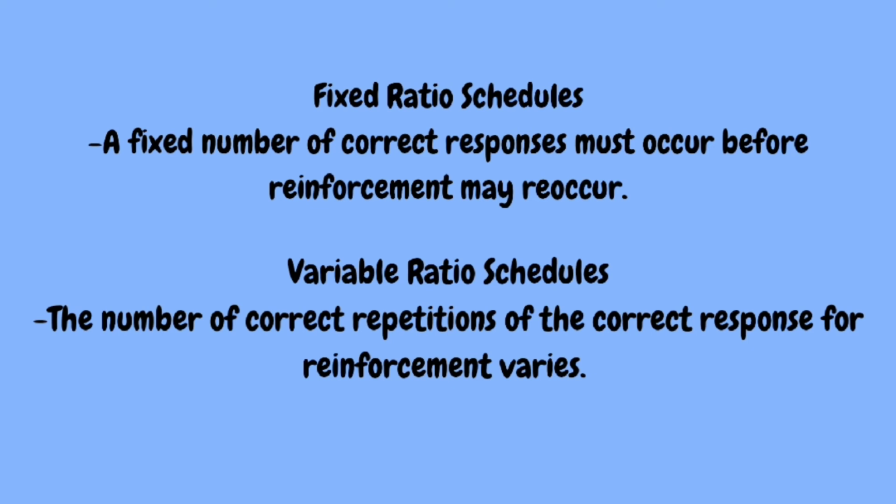The next one is variable ratio schedules. In variable ratio schedules, the number of correct responses required for reinforcement varies. For example, the bird is given food, which is the reinforcer, after it presses 5 times, then after 10 times, then after 4 times. So the bird is not able to predict how many times it must press the bar before it gets food again.